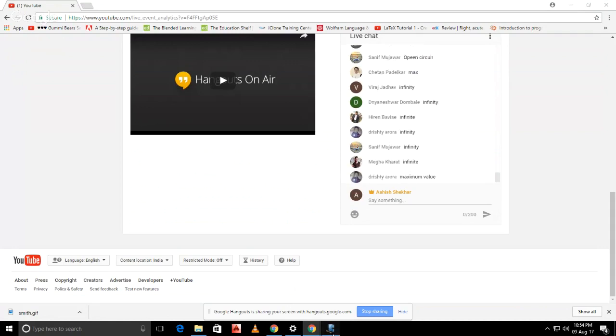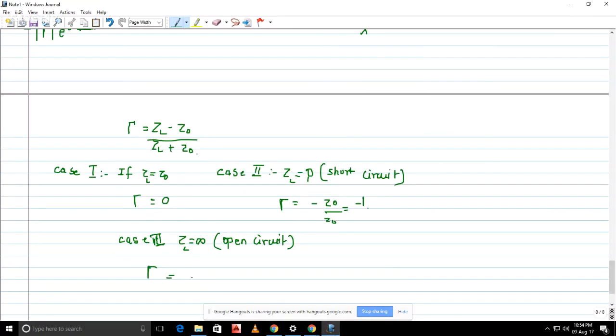In this case, we normally solve it like this: infinity minus Z0 upon infinity plus Z0, which gives an infinity answer. But you are not supposed to solve it like that. What you do is pull out ZL common. From the first term it becomes 1, and here I get Z0 by ZL, divided by, pulling out ZL common again, 1 plus Z0 by ZL. Now if you put infinity, anything divided by infinity is zero. So ZL gets cancelled, both Z0 by ZL terms become zero, and you get a 1 by 1 ratio, which is equal to plus one.